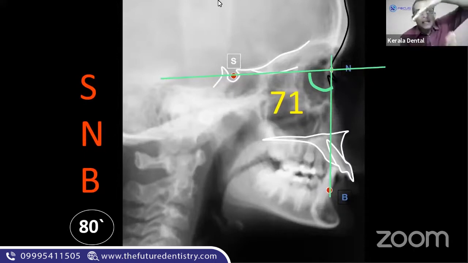Nothing to do with upper teeth. Nothing to do with lower teeth. Nothing to do with maxilla. But something to do with mandible.